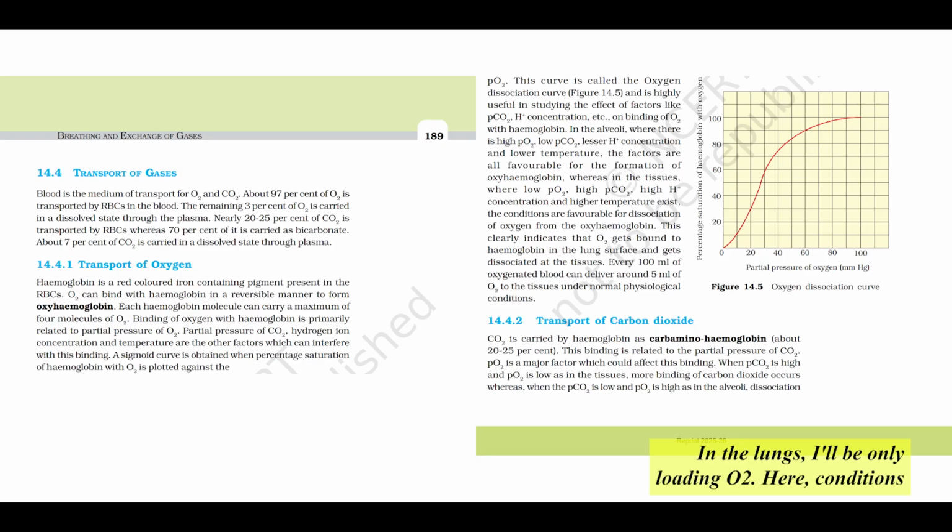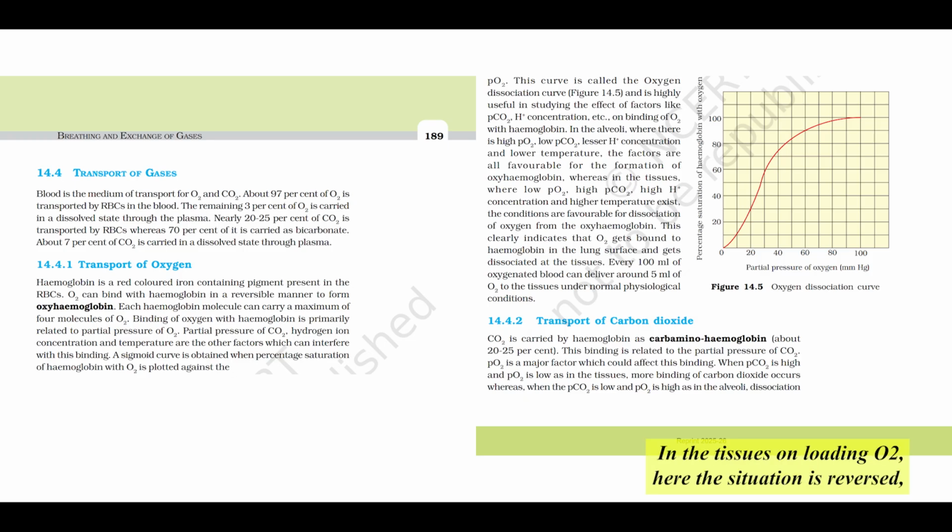In the lungs, alveoli, loading O2. Here, conditions strongly favor oxygen binding to hemoglobin. You have high PO2, 104 mmHg, low PCO2, 40 mmHg, lower H+ concentration, higher pH, and relatively lower temperature. All these factors increase hemoglobin's affinity for O2, allowing efficient loading. The curve shifts left here.